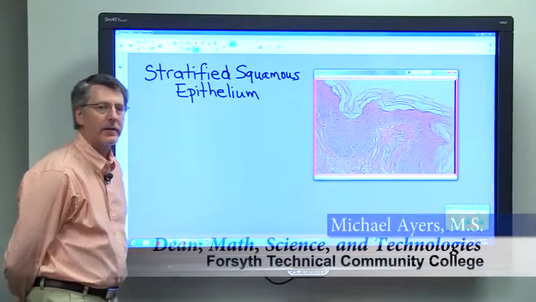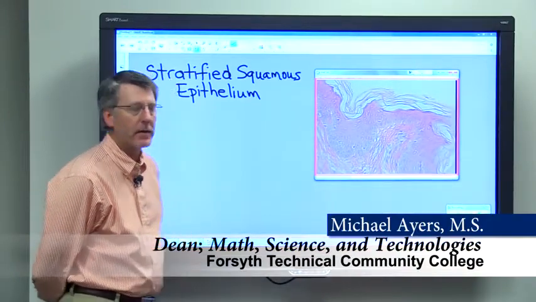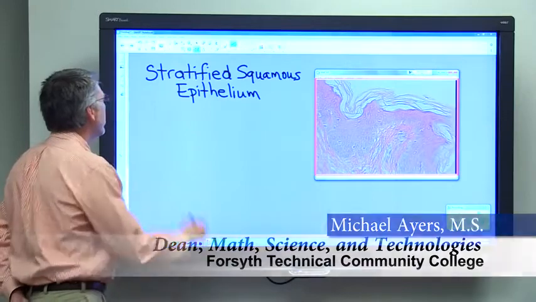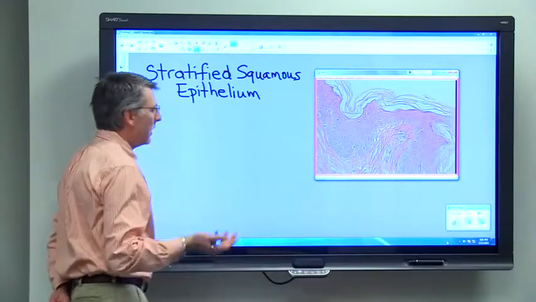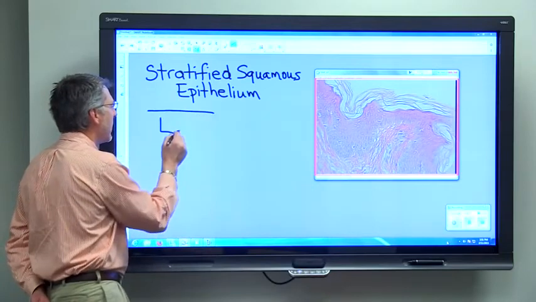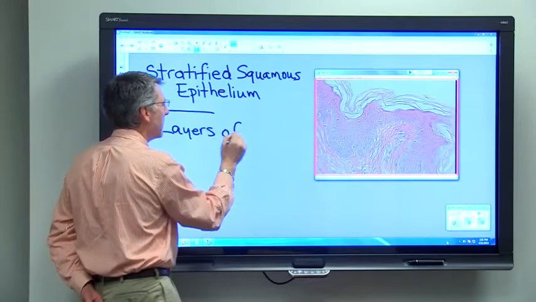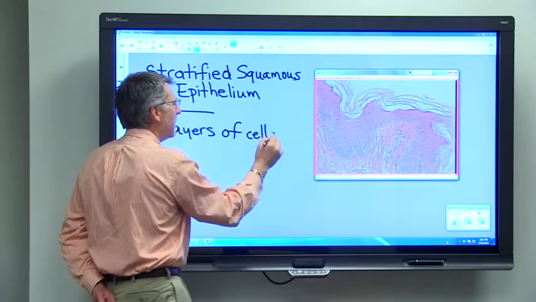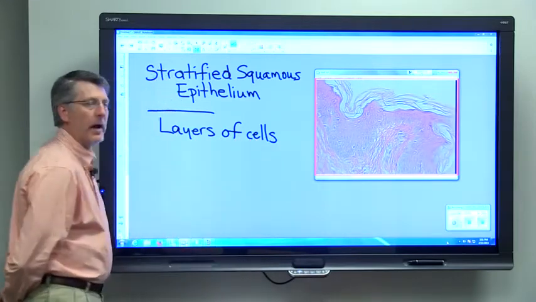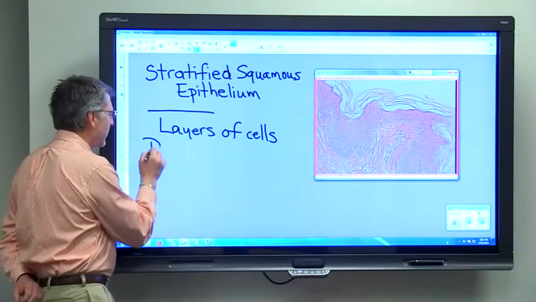So our next tissue to think about is called stratified squamous epithelium. The stratified squamous epithelium is the first tissue that we've looked at that is actually stratified, meaning that it has layers of cells. Now, because this tissue has layers of cells, its number one job is protection.